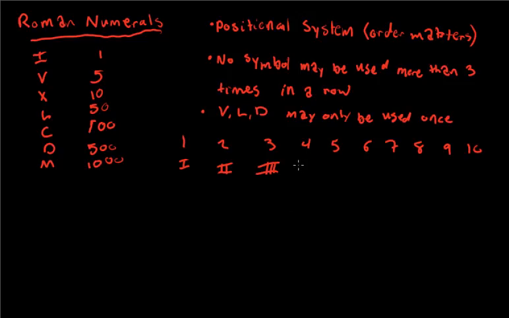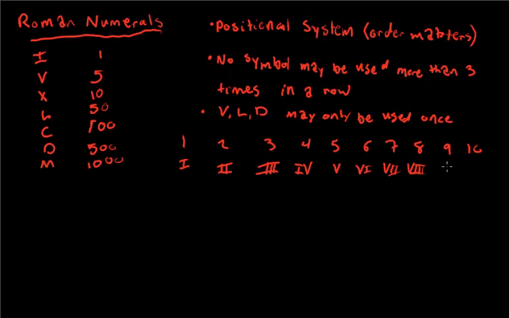So with 4, you would have to use what's called the subtraction principle. So we would write a 5, and then we would subtract 1 from it. This can be read as 1 subtracted from 5, or 5 minus 1, however you want to think about it. Either way, it equals 4. With 5, we're on track again. 6 would be 5 plus 1. 7 is 5 plus 2. 8 is 5 plus 3. And with 9, we can probably just use the subtraction principle again.